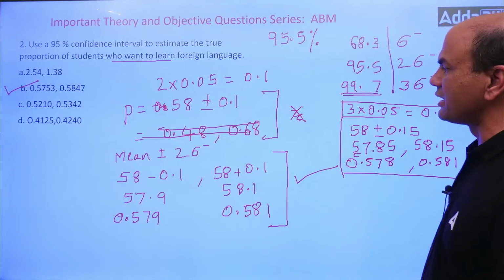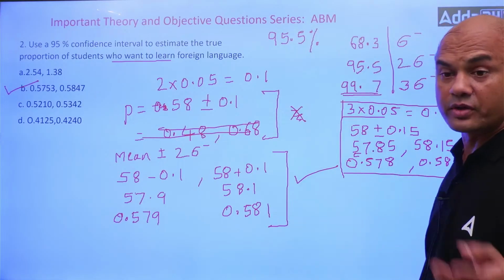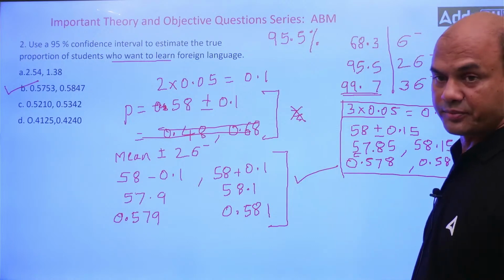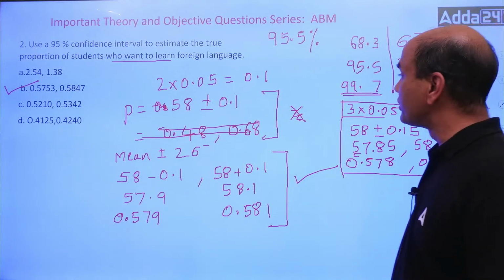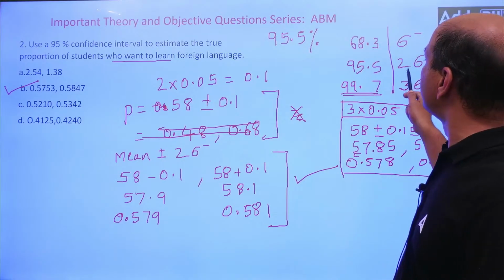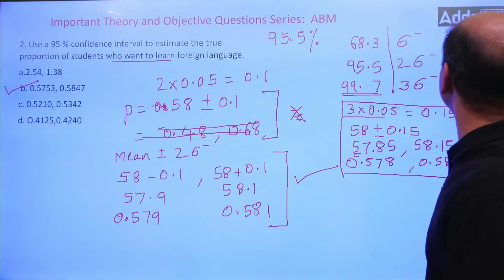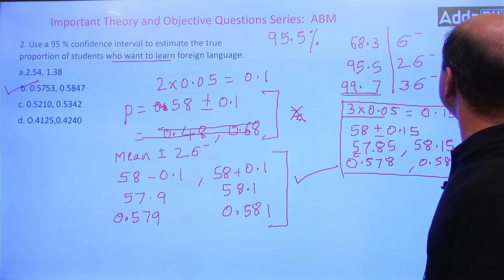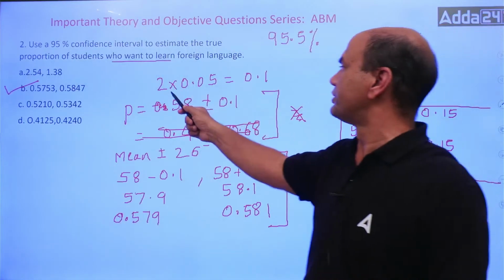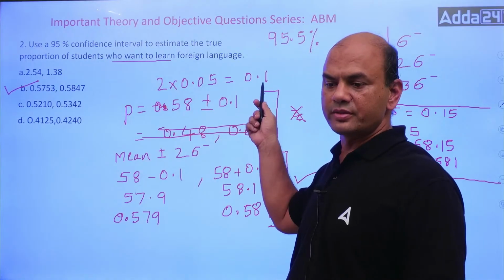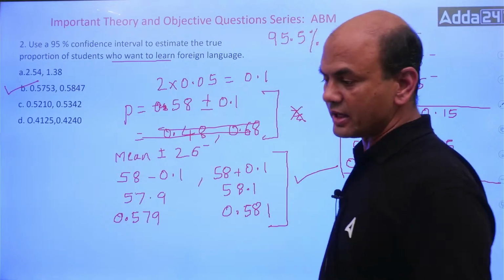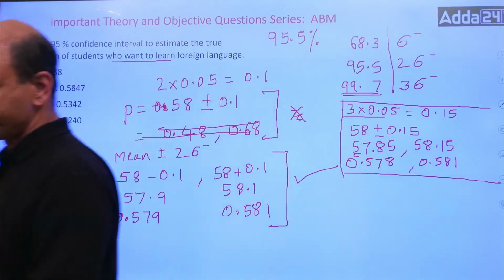So do you have the standard error? We already found it out in the earlier problem. Actually it was not required, but then also I gave you. So 95.5 means 2 into, what was the standard error? 0.05. So multiply this, 2 into 0.05. So it is 0.1. So what do you mean by this? 0.1, standard error, you have got it.